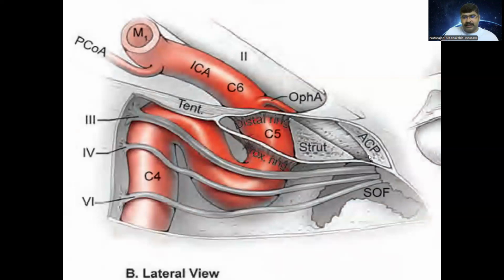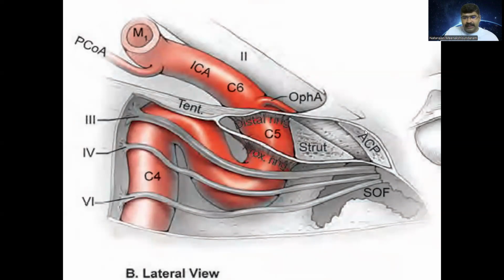So here you can see this is the anterior clinoid process. There will be various dural reflections over the anterior clinoid process. So this is the anterior clinoid process. This is the optic strut. And these are the various segments, the clinoidal segments.